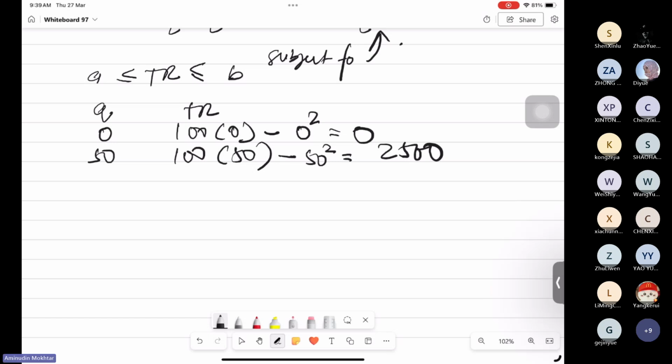So now we can conclude that when Q equal to 0, TR equal to 0. When Q equal to 50, TR equal to 2,500. So therefore we can conclude that TR, the range, is between 0 and 2,500. Okay, this is also known as a range.